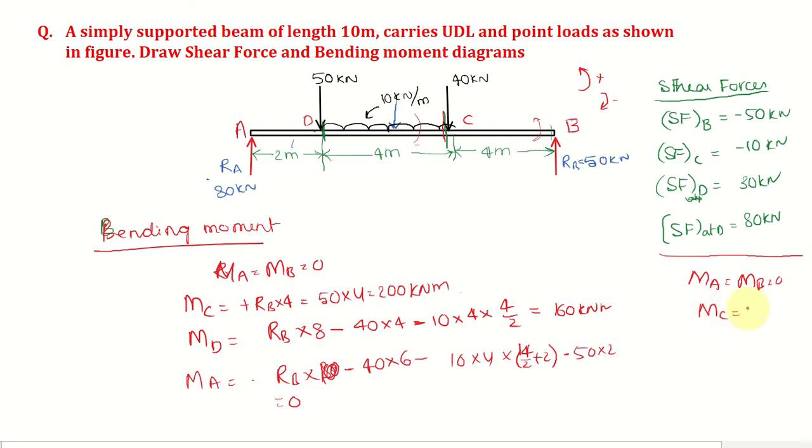Now MC we have 200 kilonewton meter. MD we have 160 kilonewton meter. MA we have 0. Okay, so we need to find out the maximum bending moment. Maximum bending moment occurs where shear force is equal to 0. I have mentioned this in the previous classes. If you remember, the bending moment is maximum at the point where shear force is 0. So for that we need to draw the shear force diagram first. So let us draw it now.